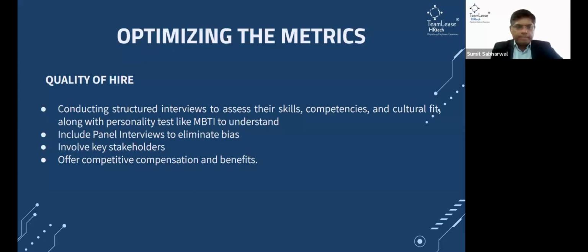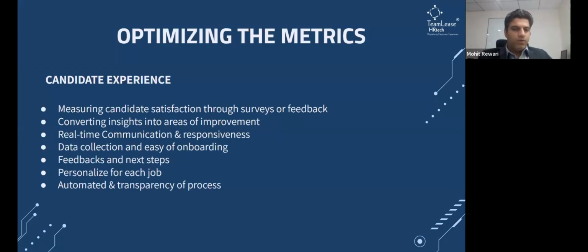Sure. So quality of hire, usually talking about what is the quality of hire, it's crucial to assess the effectiveness of talent acquisition. This metric usually evaluates the performance, skill and fitment of the hired candidates. And a few of the areas which can help us in making it more optimized for the organization are conducting structured interviews, having the panelists in advance and their pipeline in the system, involving the key stakeholders.